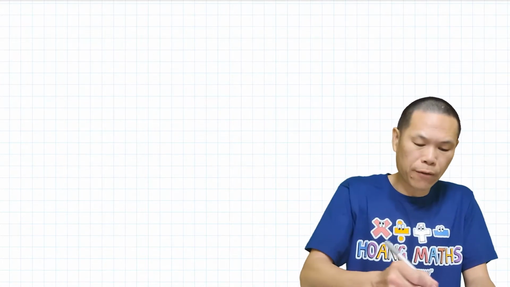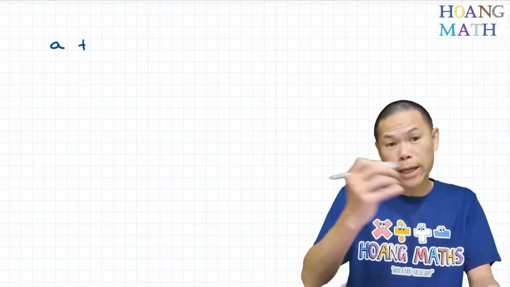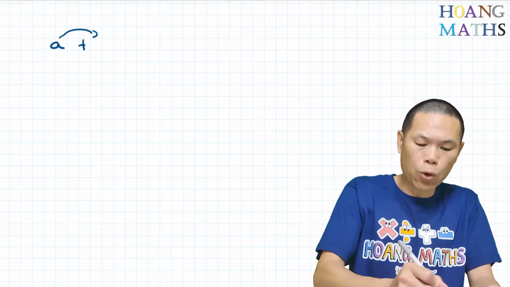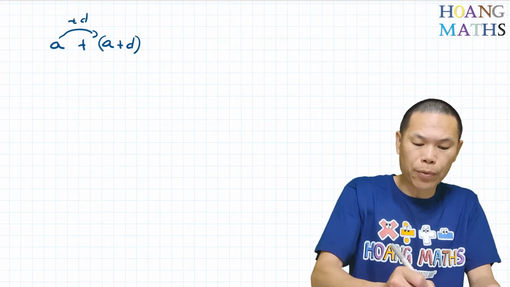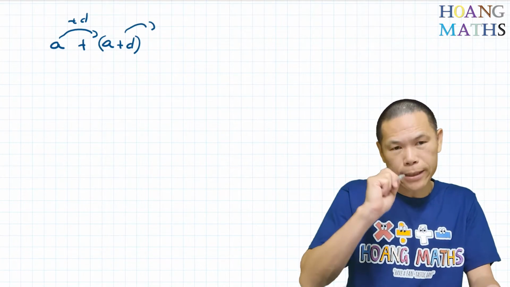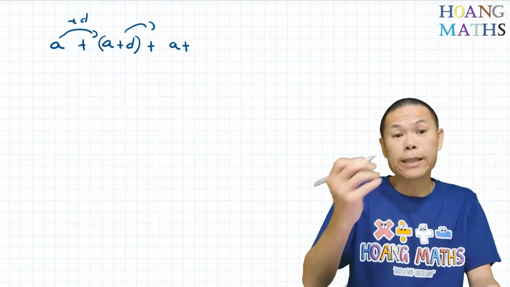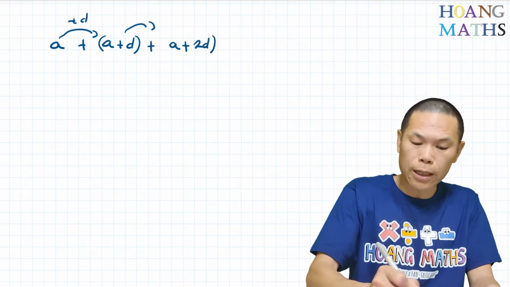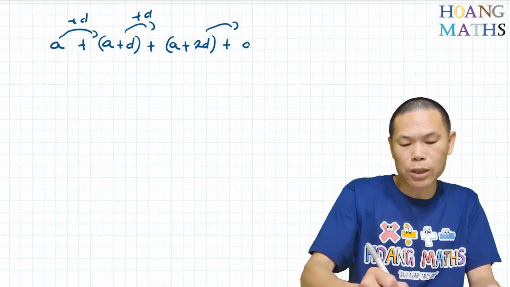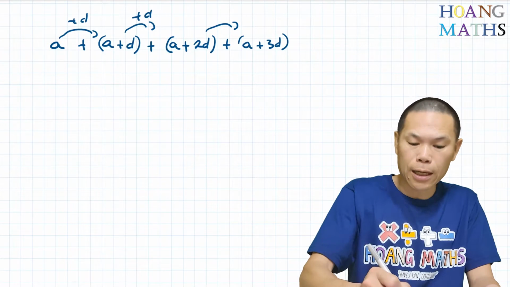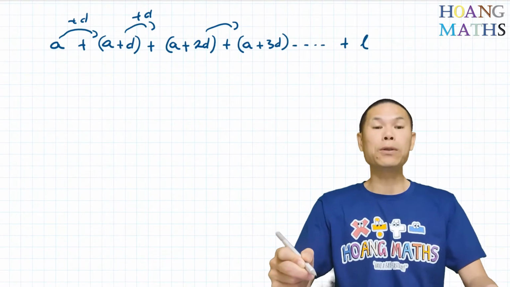Of course, we start with the first term, and the first term is A. And then to get the second term, from here to here, of course, we add D. So that is A plus D. That is the second term. And to get the third term, it is the second term plus D. So we add D plus D, which is 2D, and from here to here, we add another D, which is A plus 3D, and so on. Let's say the last term is L. So L is the last term.